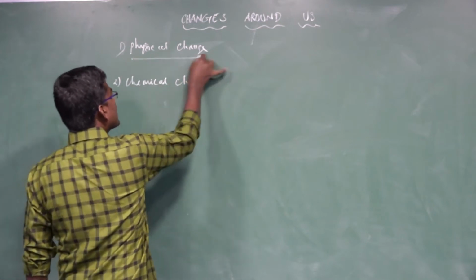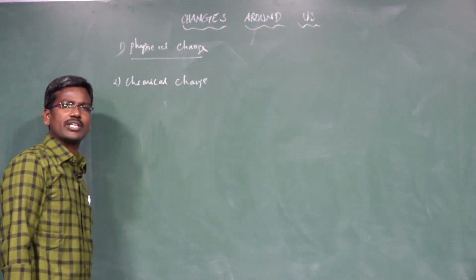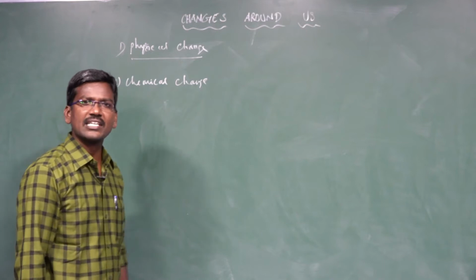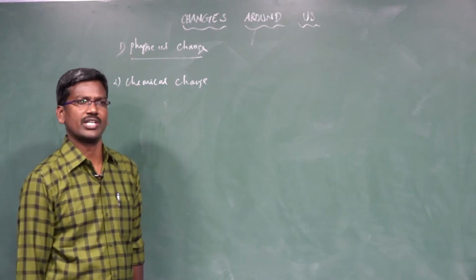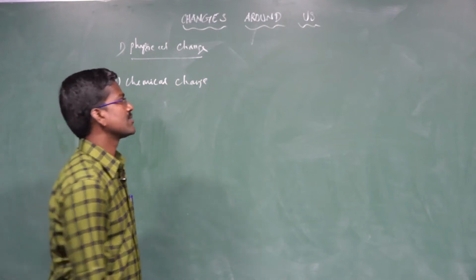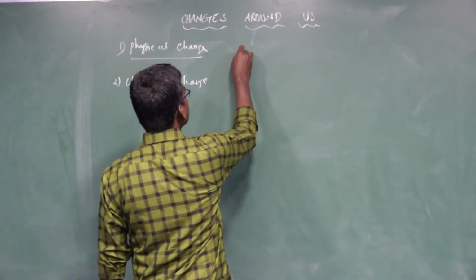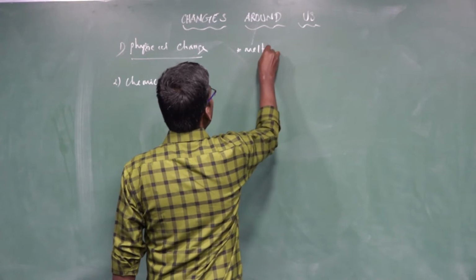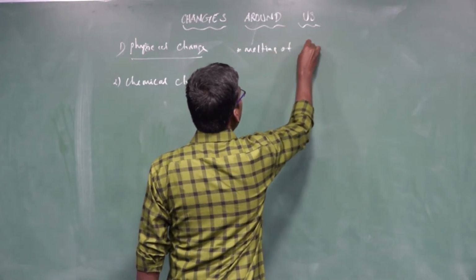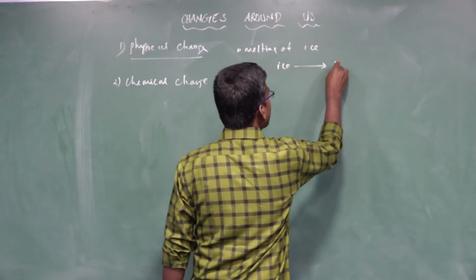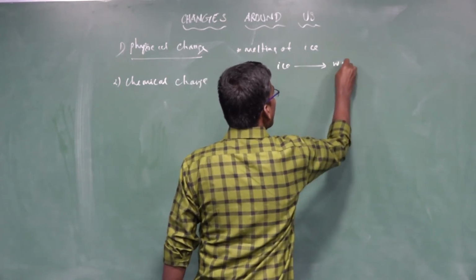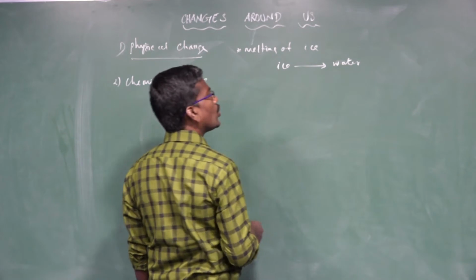What is the meaning of physical change? The reaction in which no new products are formed is known as a physical change. For example, melting of ice. Ice can be converted into water.